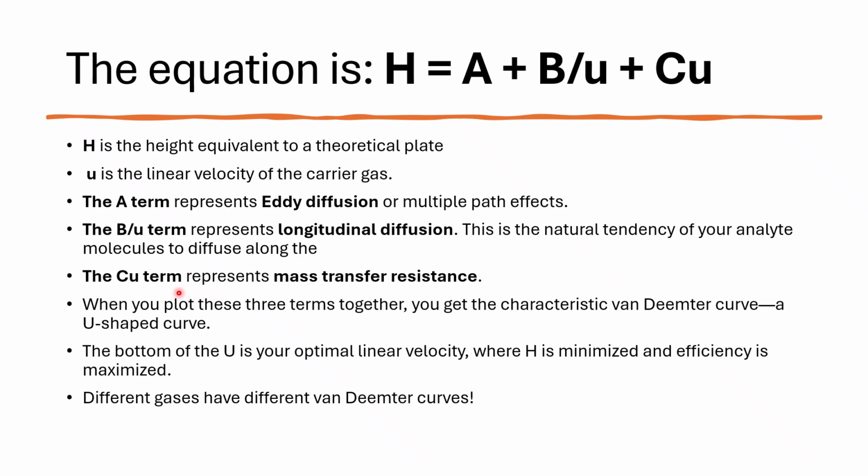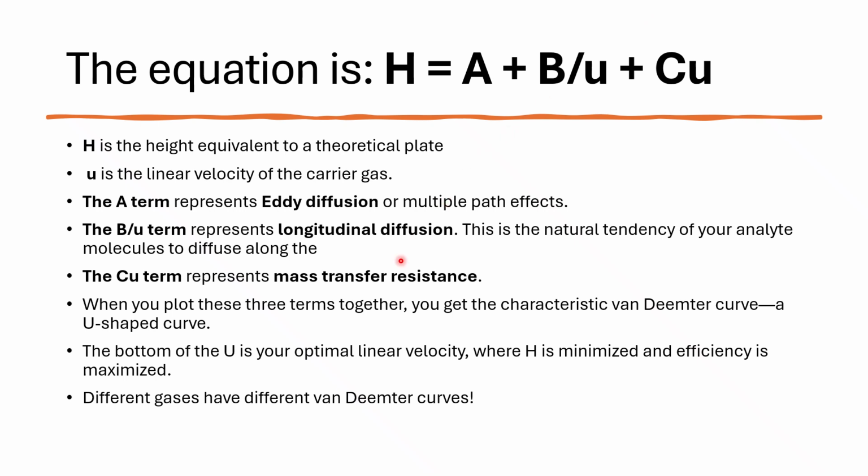Now coming to the Cu term, this represents mass transfer resistance. This is about how quickly your analyte molecules can equilibrate between the mobile phase and stationary phase. At higher flow rates, molecules don't have enough time to fully partition in and out of the stationary phase, leading to band broadening. This term increases linearly with velocity.